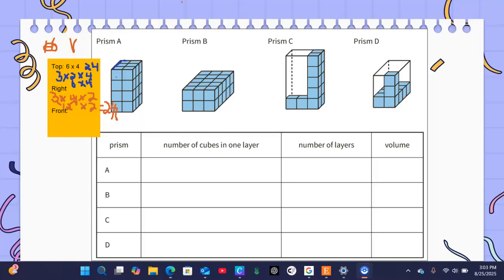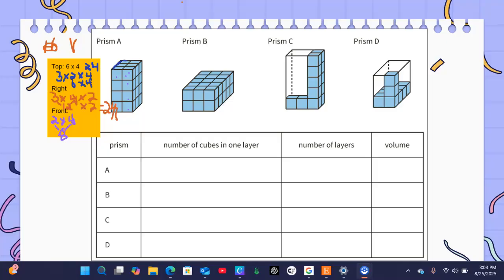Okay, our front, we have 2 going across or horizontal. And then we have 1, 2, 3, 4. And that would be this base, also known as this face. And the area for that would be 8.